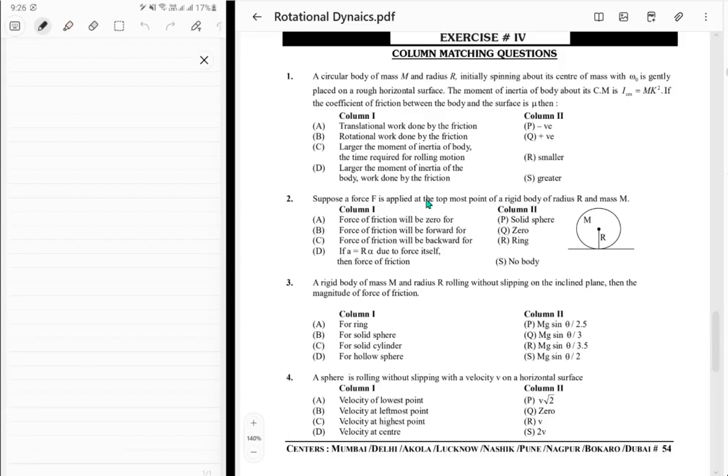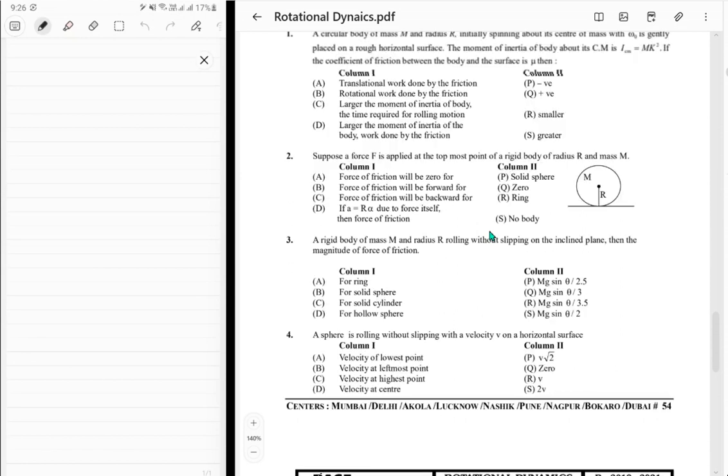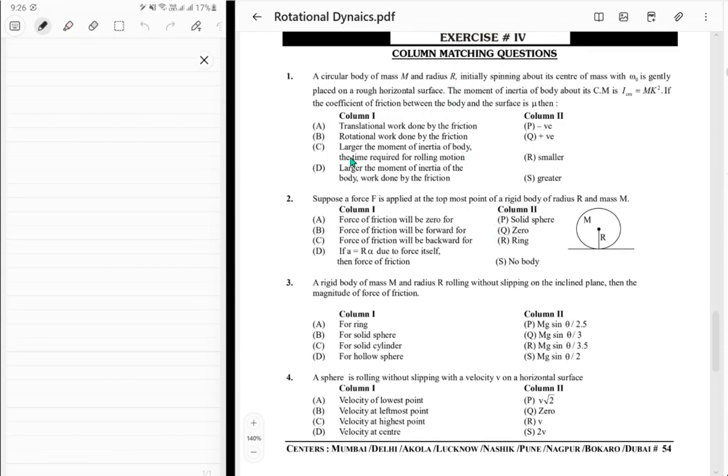Chapter X has four. I don't know why I thought this would be bigger, but maybe those four questions are actually very large. Anyway, so this is column matching questions.